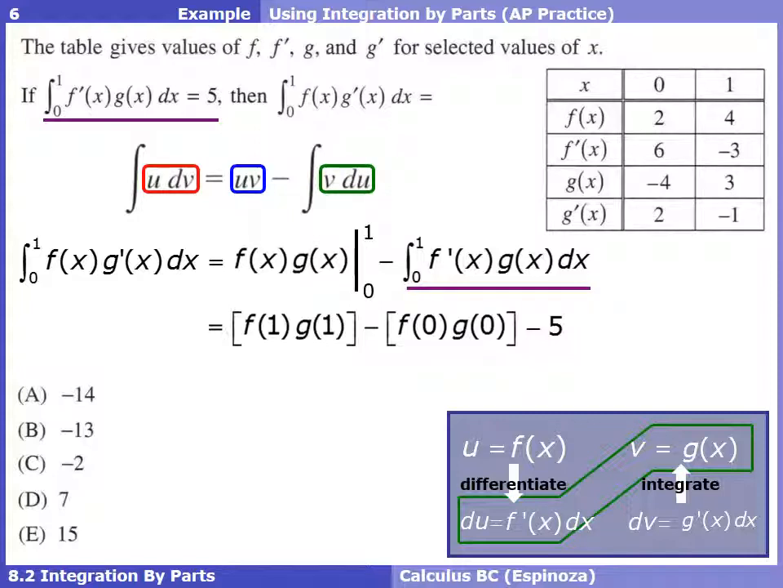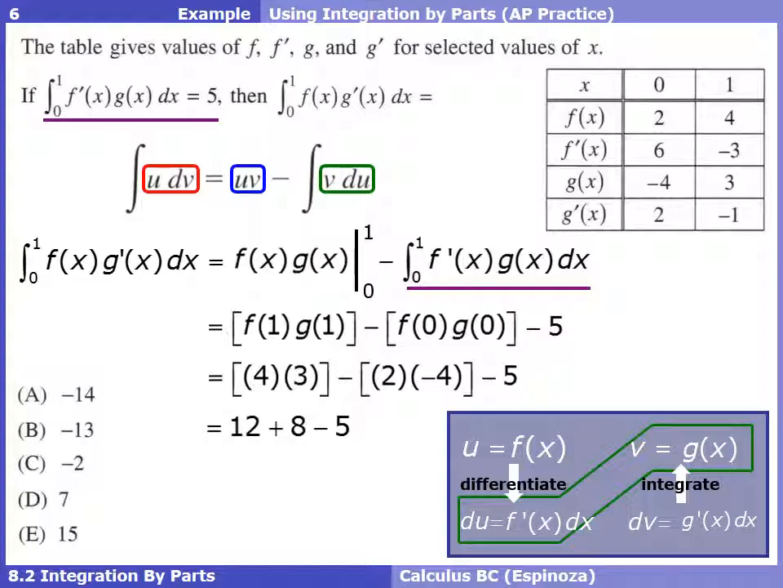After that, it's just a matter of looking up some values in our table. You can see from above, f of 1 is equal to 4, g of 1 is equal to 3, f of 0 is equal to 2, g of 0 is equal to negative 4. If you don't get mixed up in the arithmetic here, we need to do each of these individually. So 4 times 3 is 12, 2 times negative 4 is negative 8, but since we're subtracting that, that would be a positive 8, minus 5. And of course, that final answer, when you evaluate all that, is just choice E, or 15.